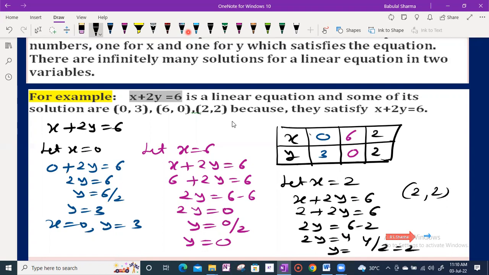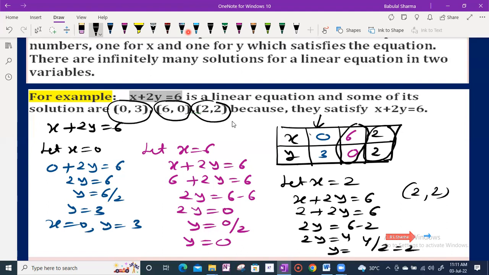So now how to write the solutions here? In the coordinate system, we write first x is equal to 0 and y is equal to 3. One solution. Second, if x is equal to 6, y is equal to 0. Second solution. Third, if x is equal to 2, then y is also 2, that is 2, 2, third solution. इस तरह से we can find out infinitely many solutions.